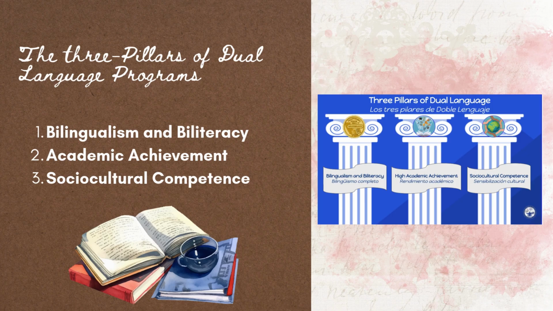The three pillars of dual language programs, or the three goals of dual language programs, are for students to achieve bilingualism and biliteracy, which is to develop high levels of fluency and literacy in two languages. Number two is academic achievement, which is to ensure students meet academic standards in both languages. And number three, sociocultural competence, to foster an appreciation for and understanding of diverse cultures and traditions.